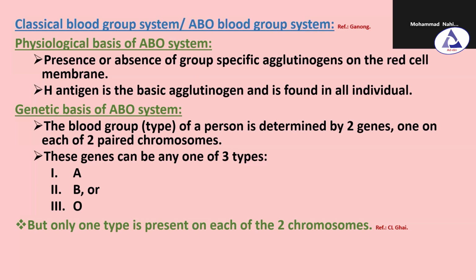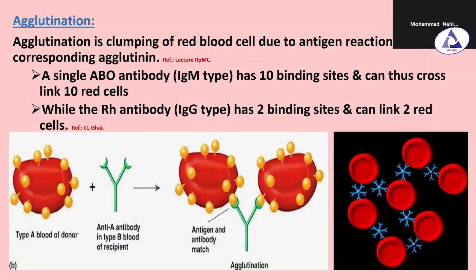Now, what is the physiological basis of the ABO blood group system? As I have said earlier, the presence or absence of group-specific antigen or agglutinogen on the red cell membrane is the actual basis of the ABO blood group system. Now, we will discuss agglutination. What is agglutination? Agglutination is clumping of red blood cells due to antigen reaction with the corresponding agglutinin. A single ABO antibody has 10 binding sites and can thus cross-link 10 red cells, while the RH antibody has only 2 binding sites and can link 2 red cells.